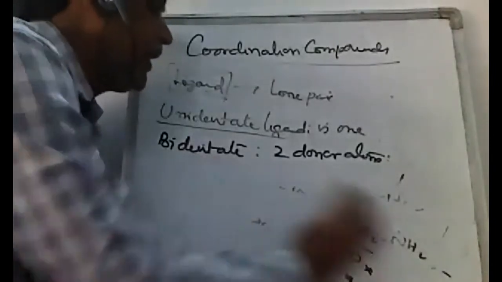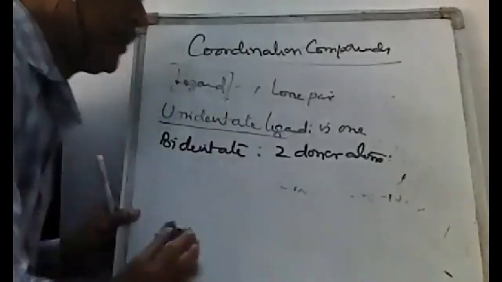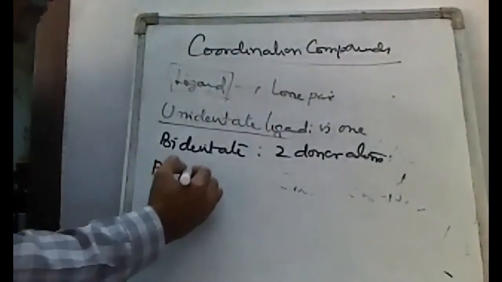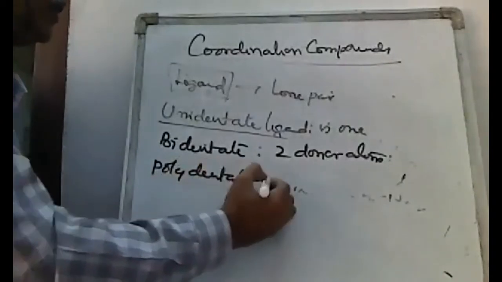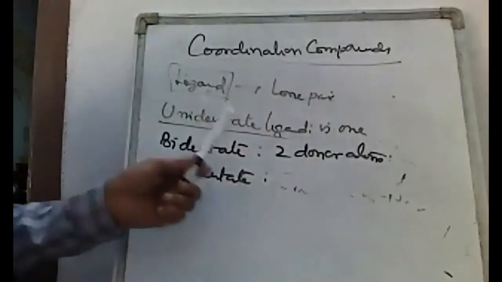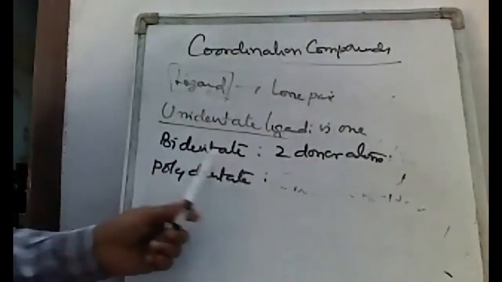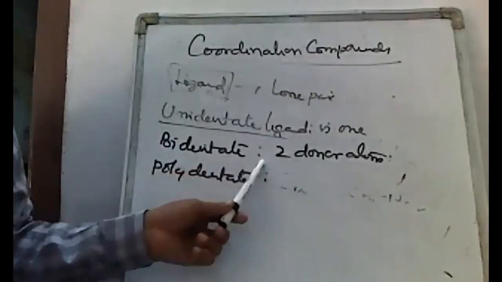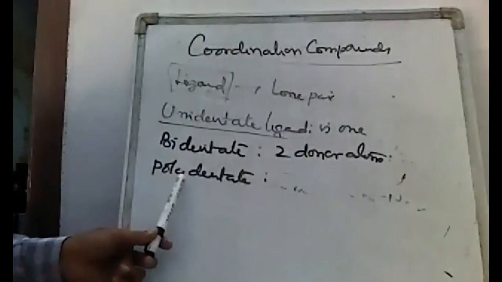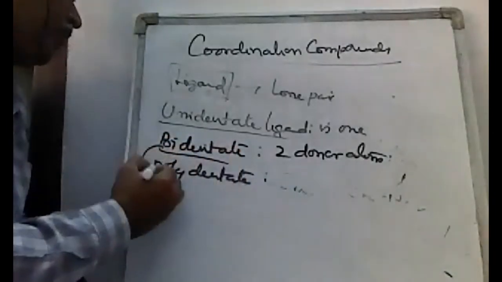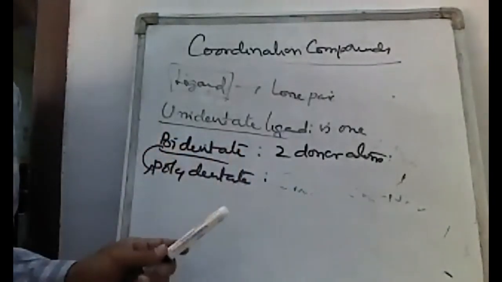The third one is polydentate ligands. Polydentate ligands means the ligands which have two or more donor atoms and can form two or more coordinate covalent bonds with the central metal atom. Bidentate onwards, all the ligands are called polydentate ligands.